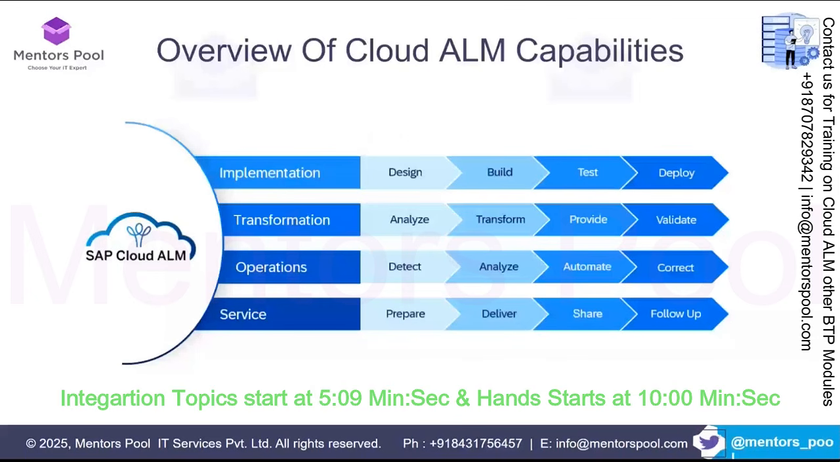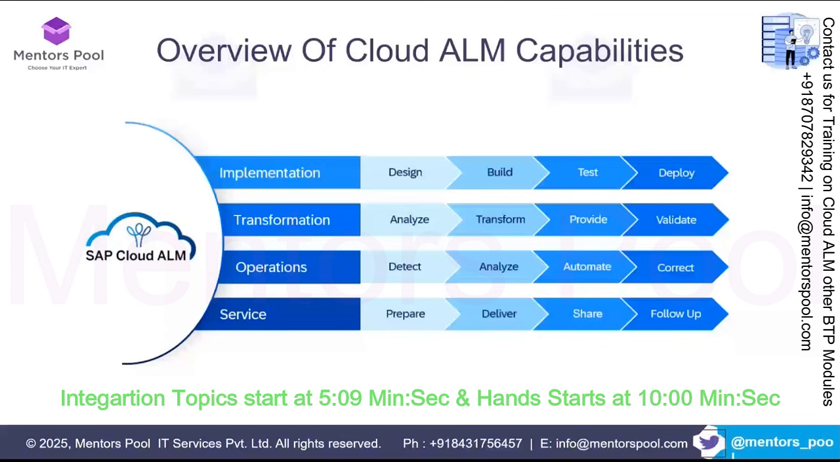These are the different capabilities it offers: implementation, transformation, operations, and services. Implementation helps during the implementation of your projects, whether blue field, brown field, or green field. Transformation is something like selective data transition, so how a particular transformation is going to work and why the Cloud ALM capabilities help. And operations is the one once your systems go live, and how this capability helps in detecting the health behavior of your systems, and from there how you can survive without business downtime.